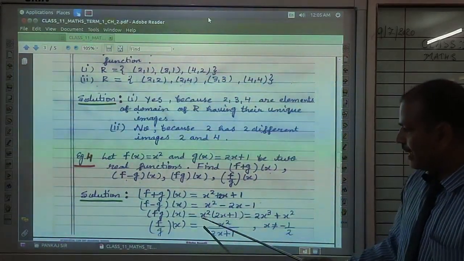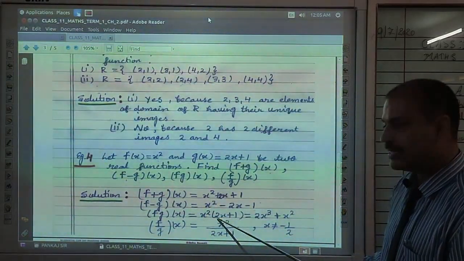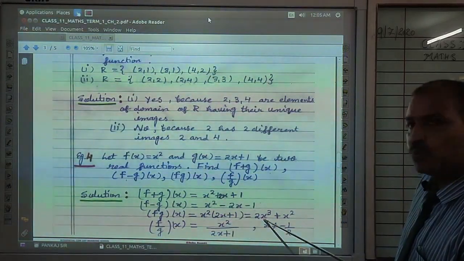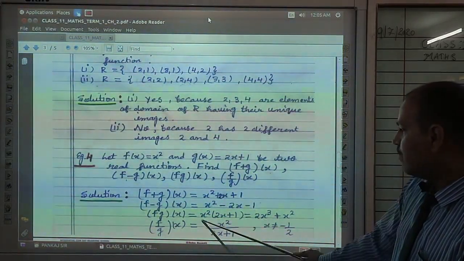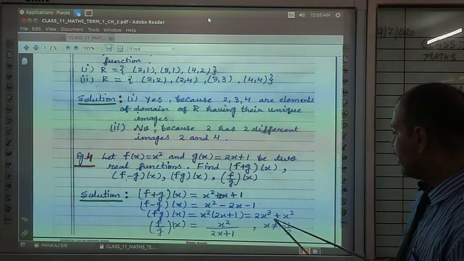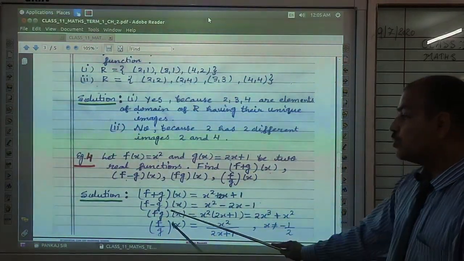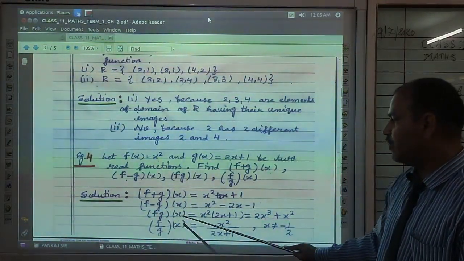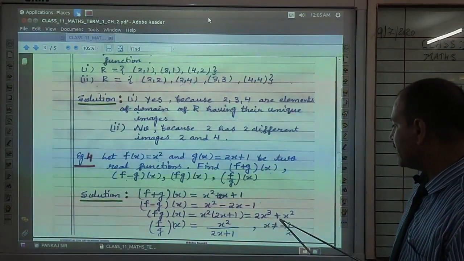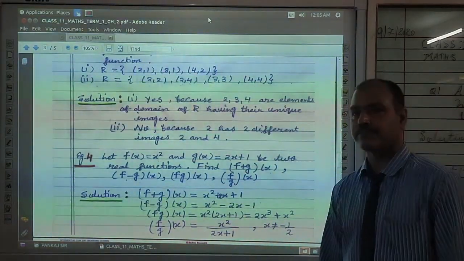So multiply. x square is multiplied by 2x, so it is 2x cube, and 1 multiplied by x square is x square. So the product (f·g)(x) is equal to 2x cube plus x square.